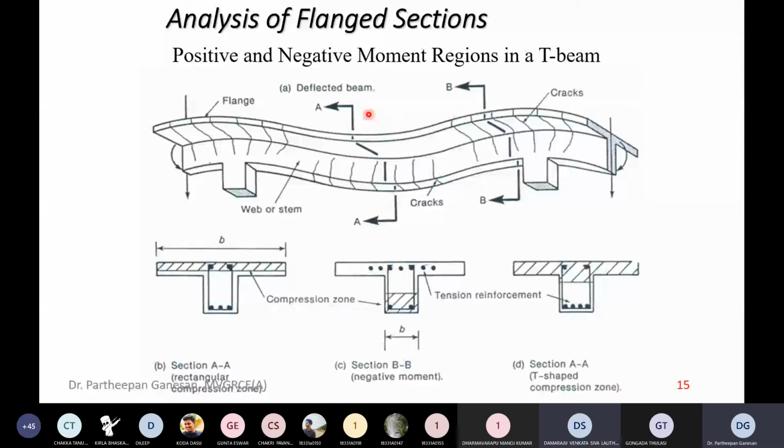Yes, sir. What is a sagging bending moment? What is a hogging bending moment? One is positive, one is negative. Which is the positive bending moment? Which is the negative bending moment? Sagging negative, sir. Sagging negative and hogging is positive.